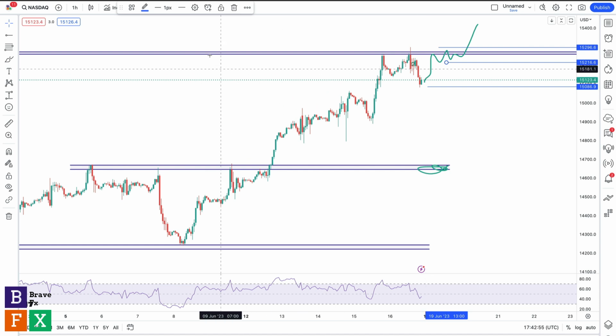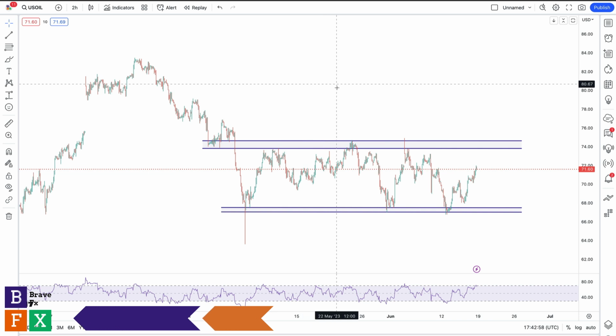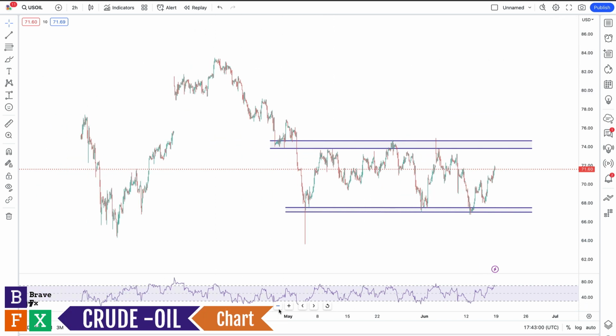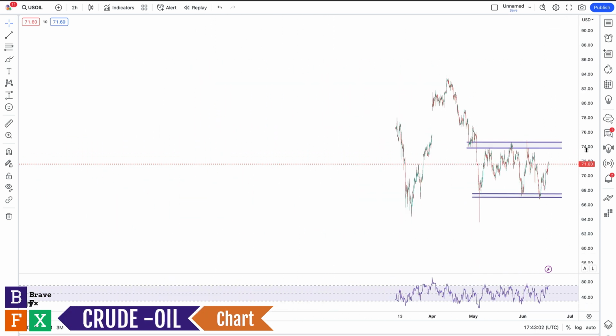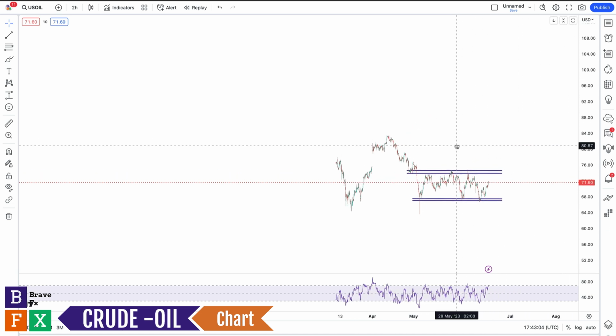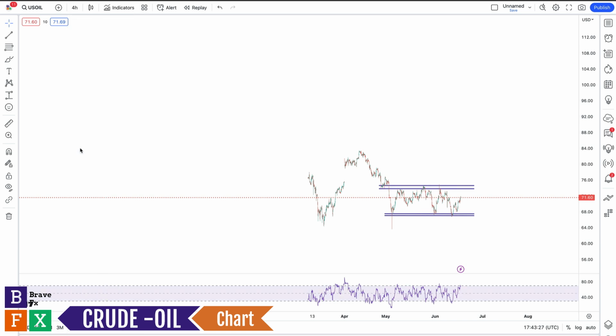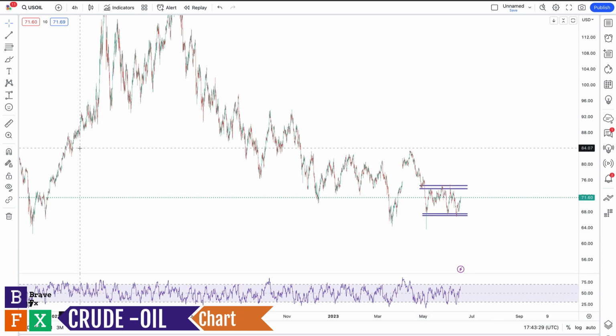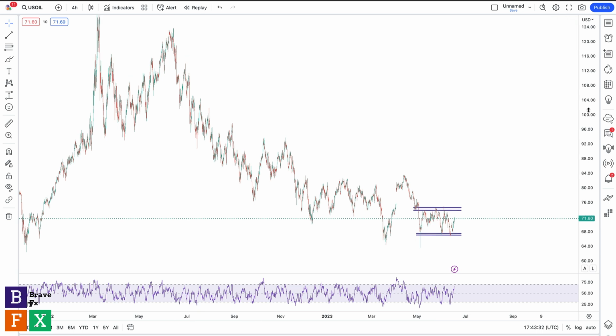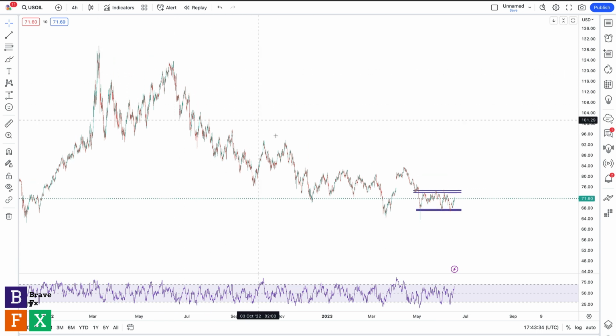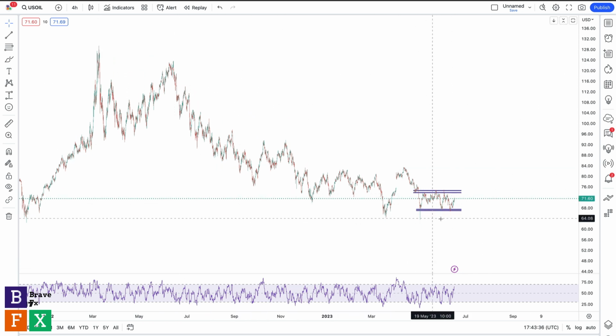Moving on, we're going to take a look at crude oil real quick. Crude oil, if we zoom out, whether you go to the higher time frame or you stick on this lower time frame, zooming out to see the entire picture of the chart. Let's see what's going on on the 4 hours time frame. Yes, on the 4 hours time frame, this is a bearish trend, lower highs, lower lows. Right now, we seem to be stuck within a range.